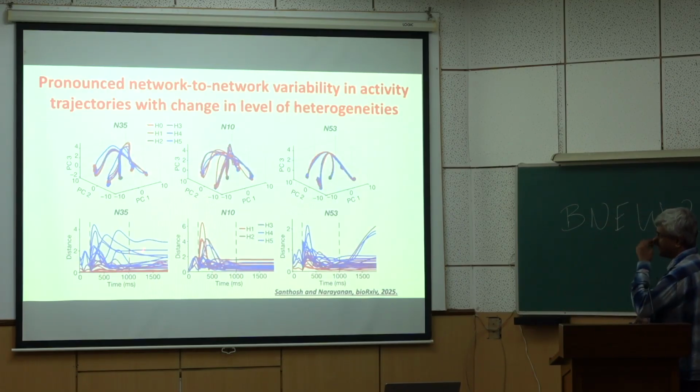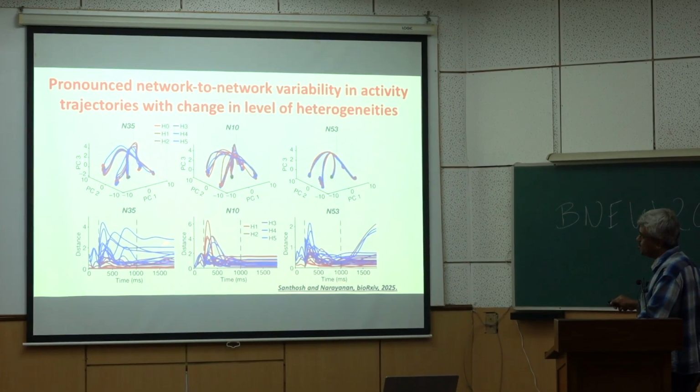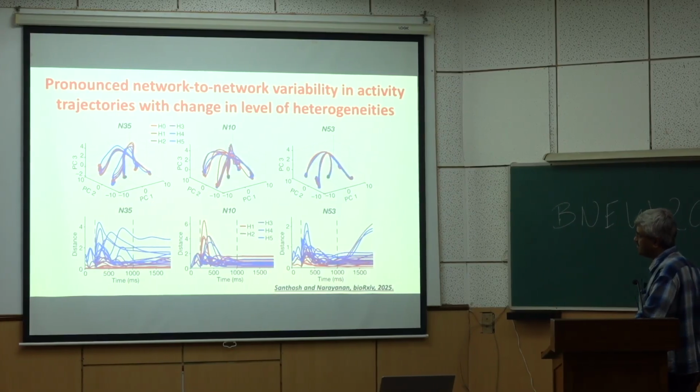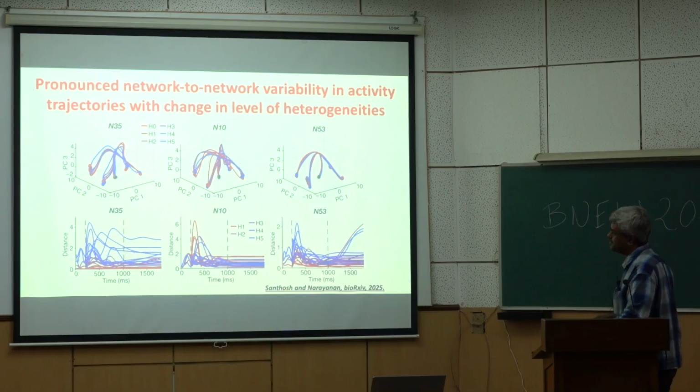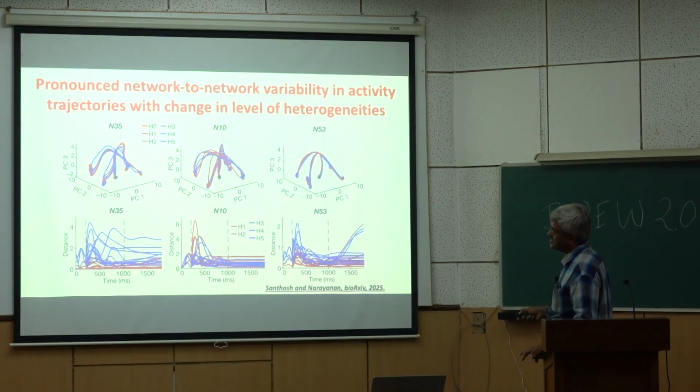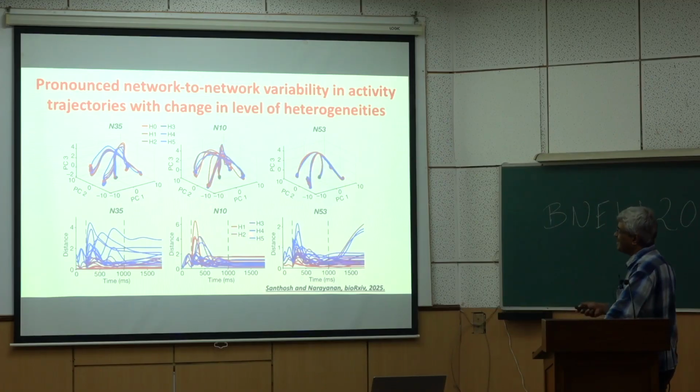In certain cases, in certain networks, you would see that this is the distance of the network with H1 compared to H0 basically. And if you look at it, the distance here for H1 is lower compared to H5, so that is for network 35. So if you looked at only this network, you would see that if there are lower heterogeneities, then it would match with the homogeneous network, and if there are higher heterogeneities, it would be farther away. But if you come to N10, it is exactly the opposite. You would have H1 having the highest distance and H5 having a lower distance basically.